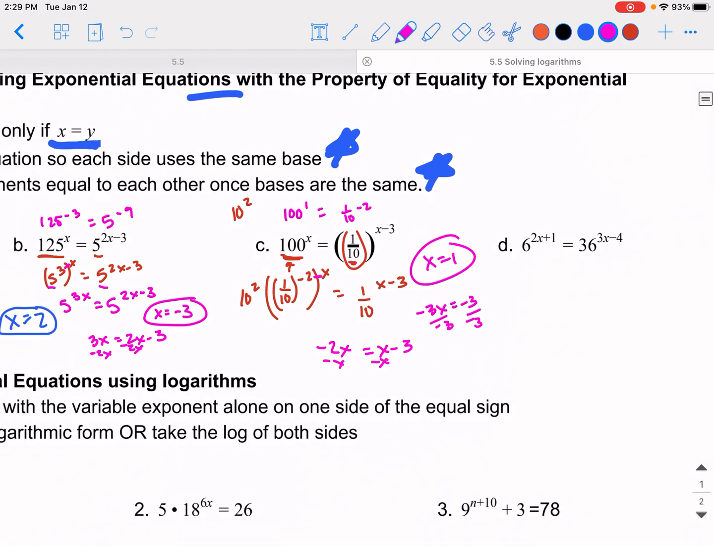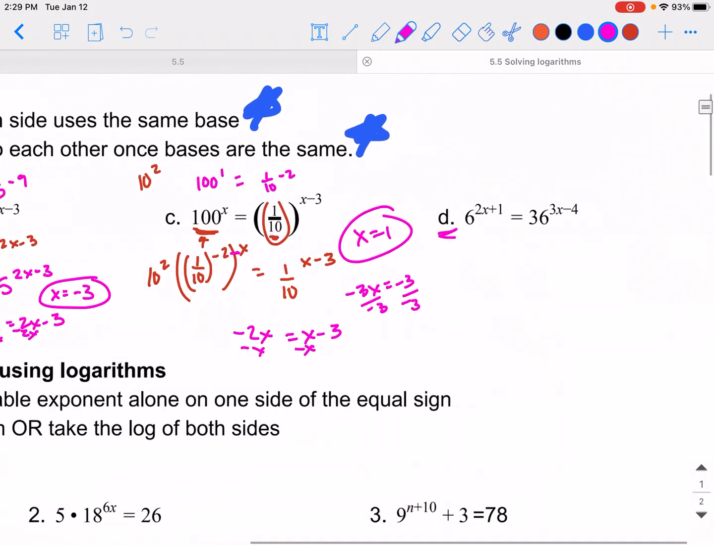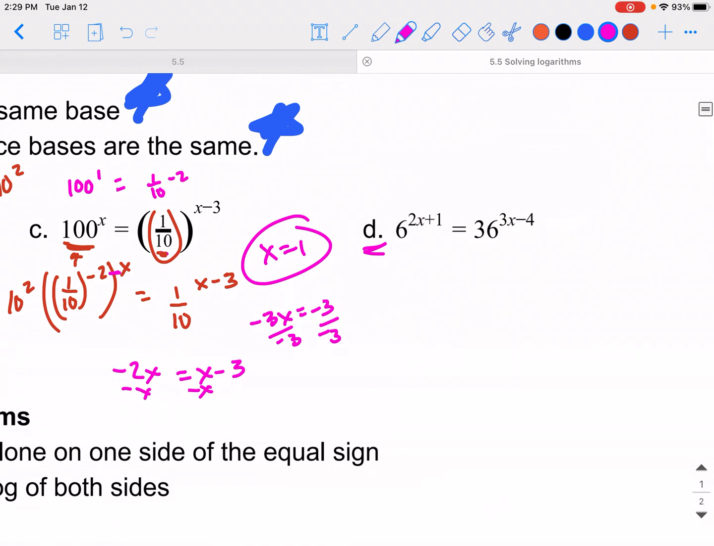Alright, for purposes of time, we're going to go ahead and move along. D is very similar, just as a head start. If you'd like to try it on your own, you can pause the video, but I would change 36 to 6 squared, and then go from there. Make sure your 2 distributes to both of those when you're solving.